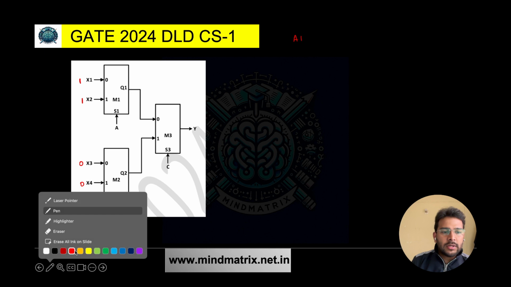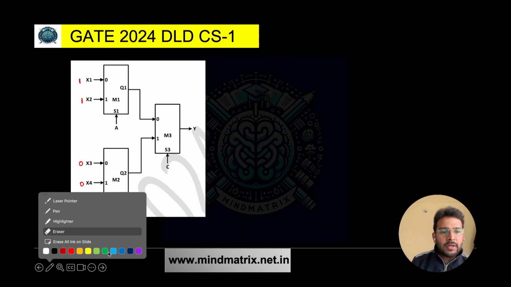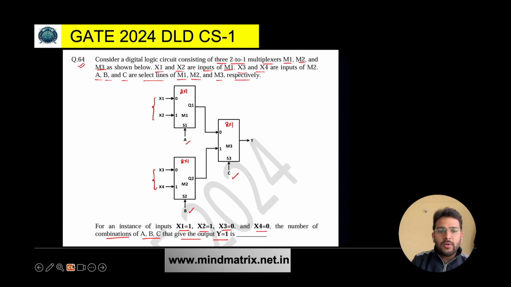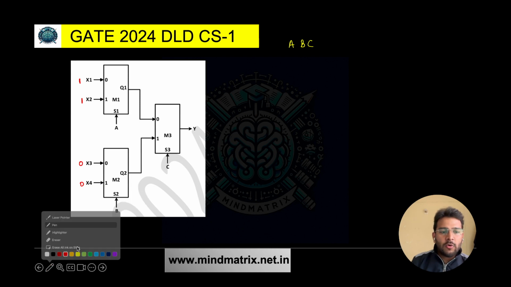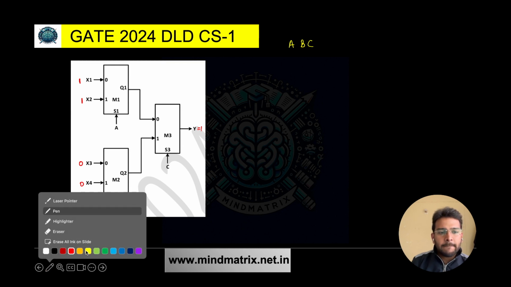Let me use another color here. Now we need to find the possible combinations of A, B and C for which the output Y is equal to 1. Okay, the output Y is equal to 1 here. So let's try to solve it. It is a very simple question.